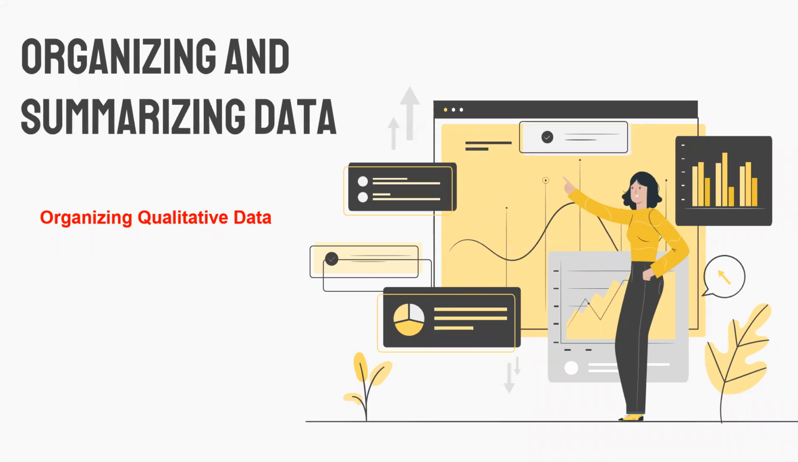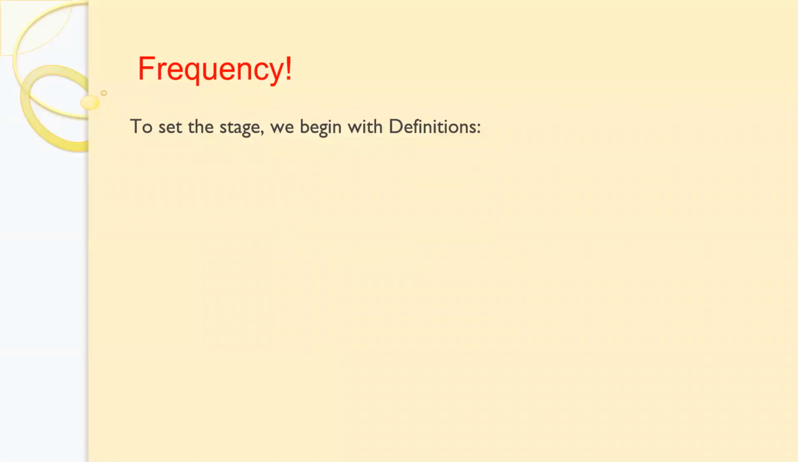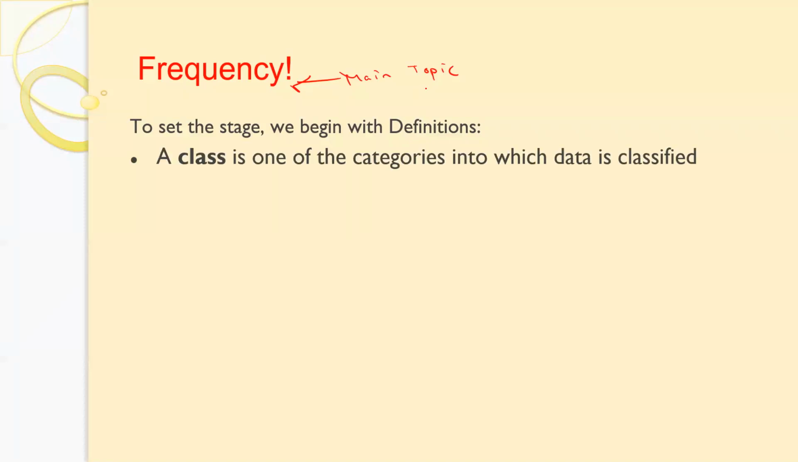Our first topic today is how you organize qualitative data, so data that is categorical. To begin, we need to set the stage with some definitions. The main topic today is frequency, which uses three definitions that you're going to hear me say over and over today. The first one is a class. This is one of the categories for which data is classified.